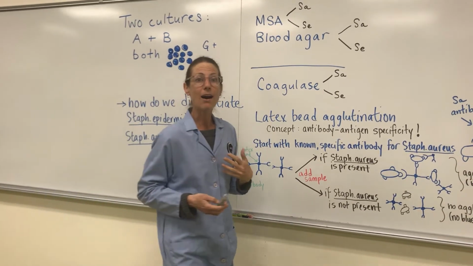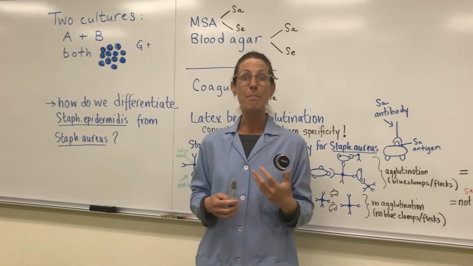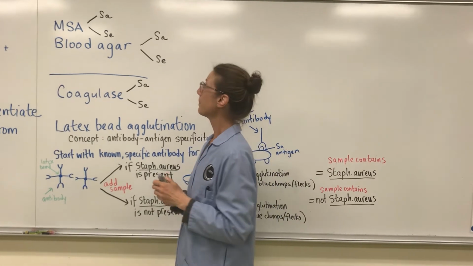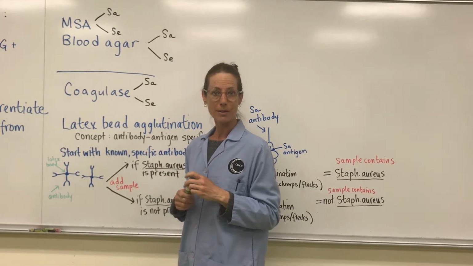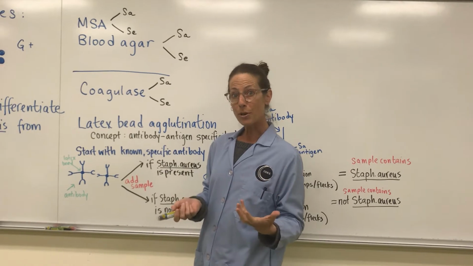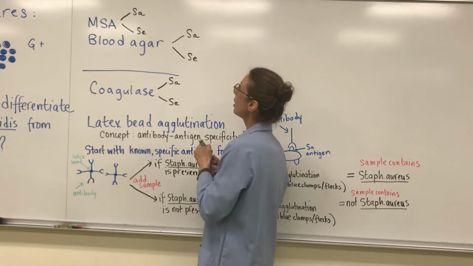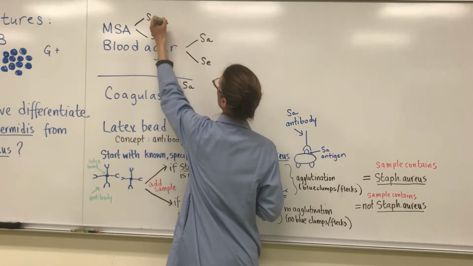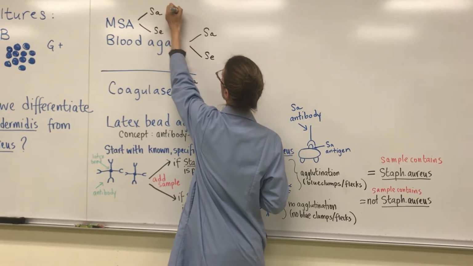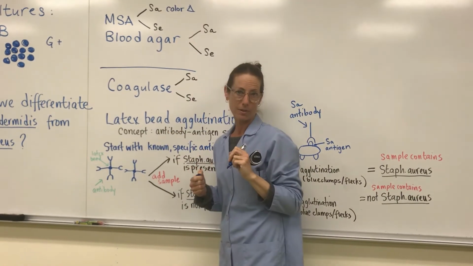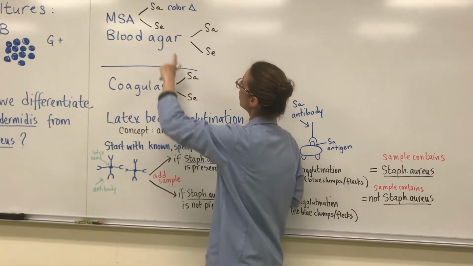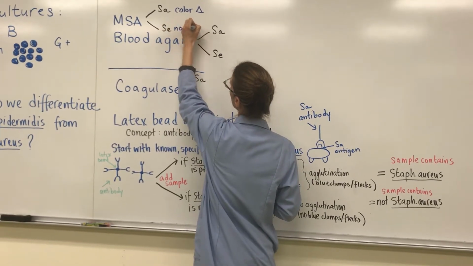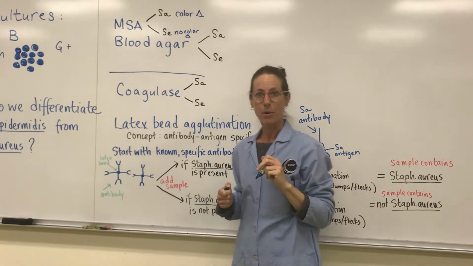We have already talked about a couple of ways that we might differentiate Staph aureus from Staph epidermidis. So for example, growth on mannitol salt agar. They're both going to grow because they're Staph species, but what would we expect from Staph aureus? We would expect that yellow color change as a result of the fermentation of mannitol, whereas with Staph epidermidis, no color change, even though there would be growth.